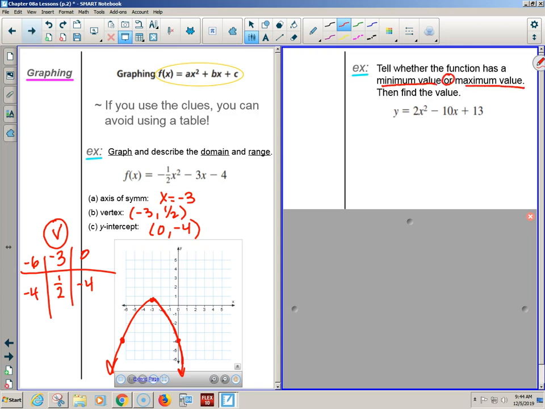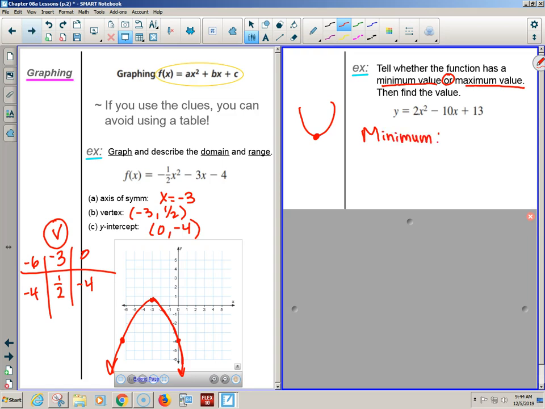Either a parabola has a, what kind of value? Min. See it? Or a max. Who's this guy going to have just by looking at the 2? Is this a positive dude or a negative dude? Positive dude. What do positive people do? Go up. Smile. What do smiles have? I know it's weird. It's like backwards in our heads. I'm going to have a minimum.